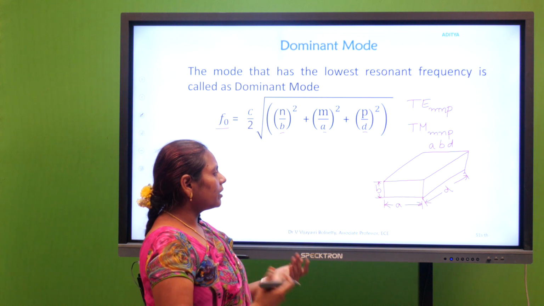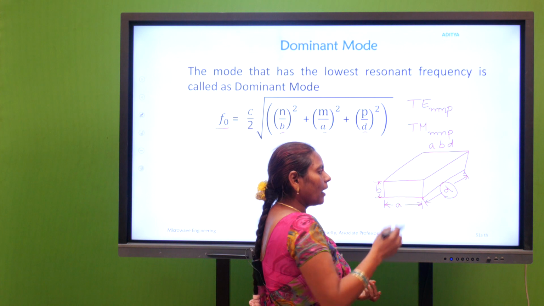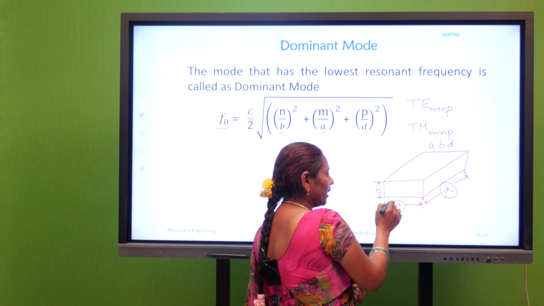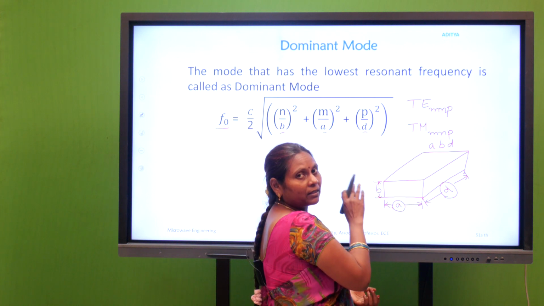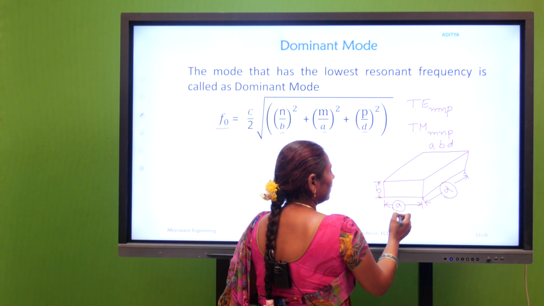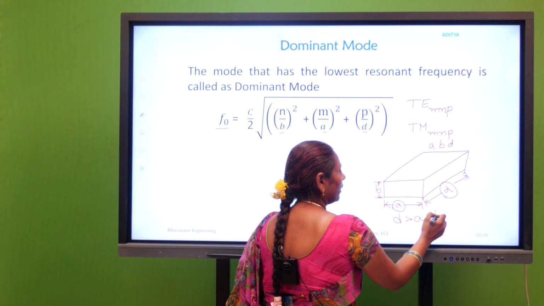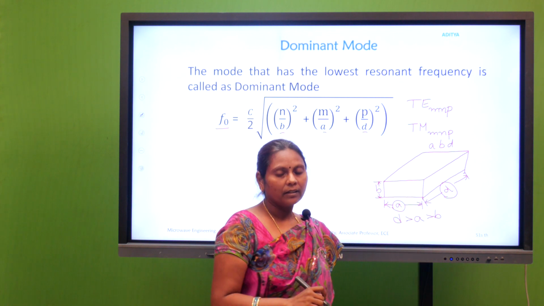Generally, this D dimension will be large, then the largest dimension is A, and B is the least dimension. So, for a rectangular cavity resonator, we can say D is greater than A greater than B. We can say like this.